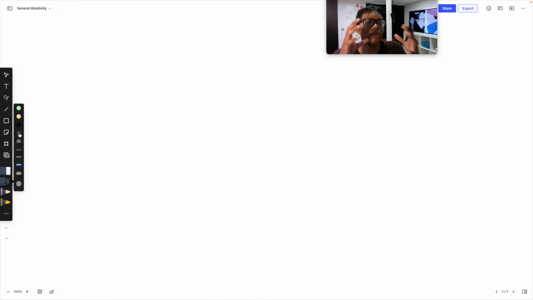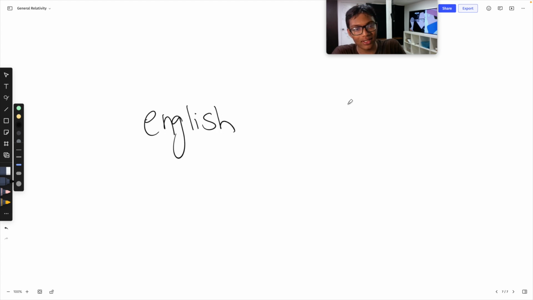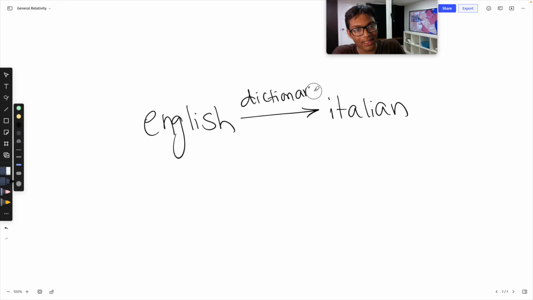Let's talk about how we transform between two different bases. What do I mean by that? Well, let's say you have two languages like English and Italian, like we were talking about in the beginning of the lecture. Now, to translate between these two languages, what do you need? You need a dictionary, or Google Translate, to go between these two languages.